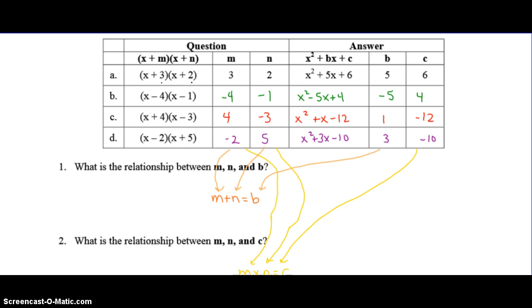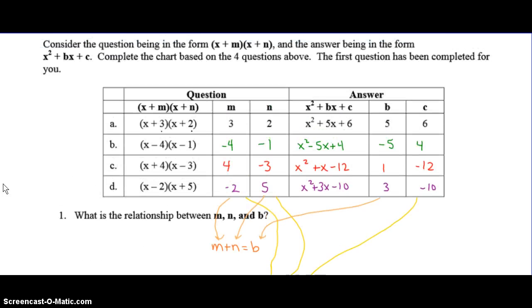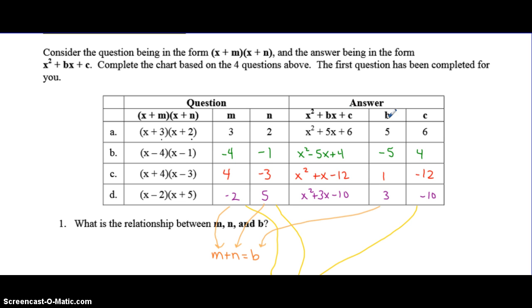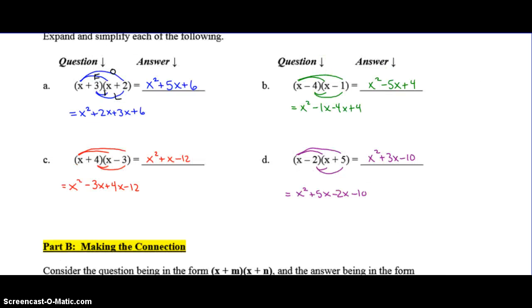What is the relationship between m, n, and c? Well, m times n equals c. So 3 times 2 equals 6. Negative 4 times negative 1 equals 4. 4 times negative 3 equals negative 12. Negative 2 times 5 equals negative 10. That all comes from this foiling process.